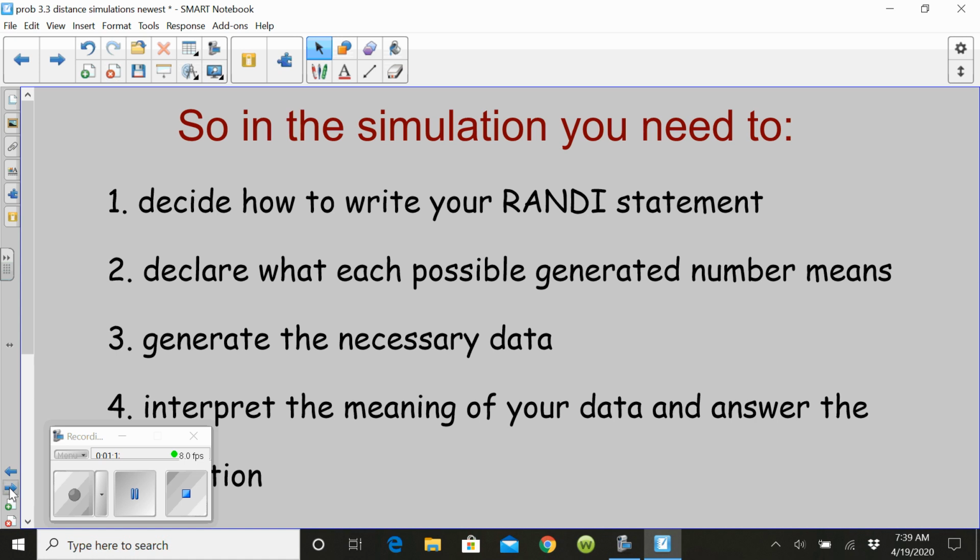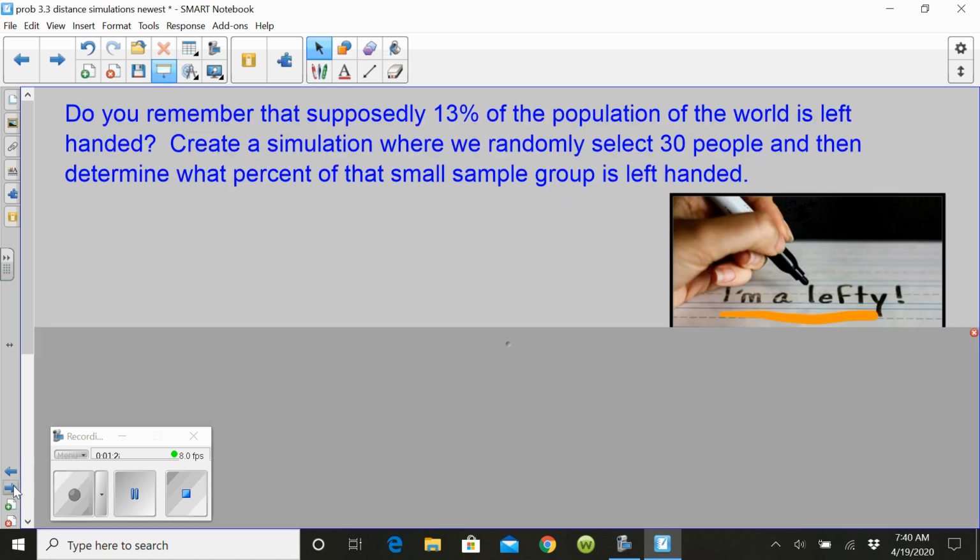So in the last video, you saw this screen where in each exercise you have 4 things to do. Decide how to write your random integer statement. Declare what each number would represent if it's generated. Generate the data, and then interpret the meaning of your data so you can answer the question. And I'm going to demonstrate those steps again in 2 examples here.